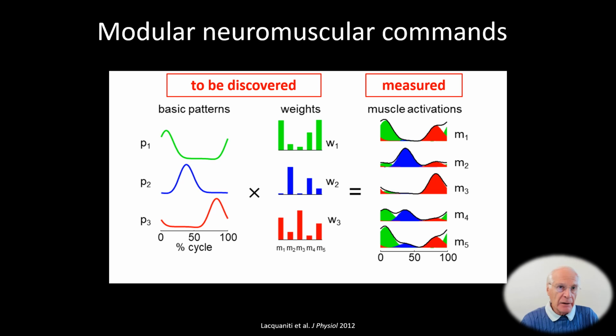We applied these concepts to discover the structure underlying neonate movements. Specifically, we applied factor analysis to the recorded electromyographic activity, and we described the variability of muscle activity in terms of a few basic patterns and their weights, or muscle synergies. Here, different colors identify the spatiotemporal modules of the neuromuscular commands.